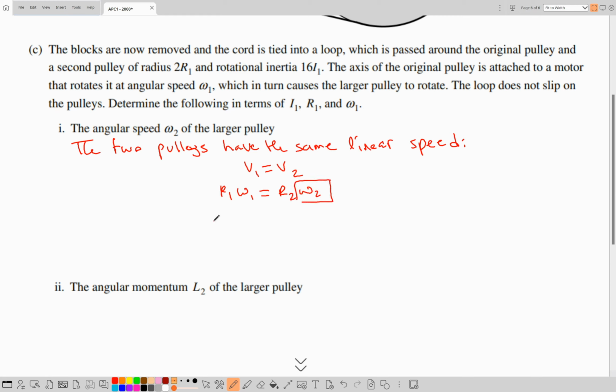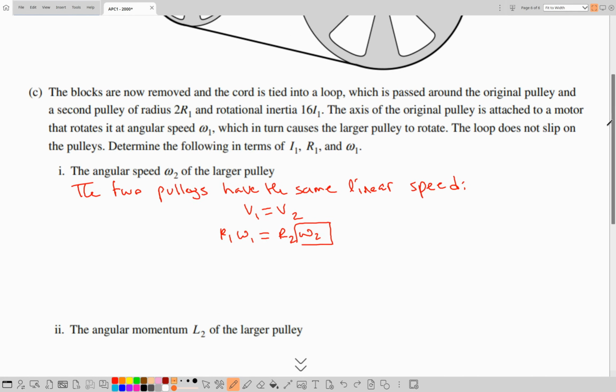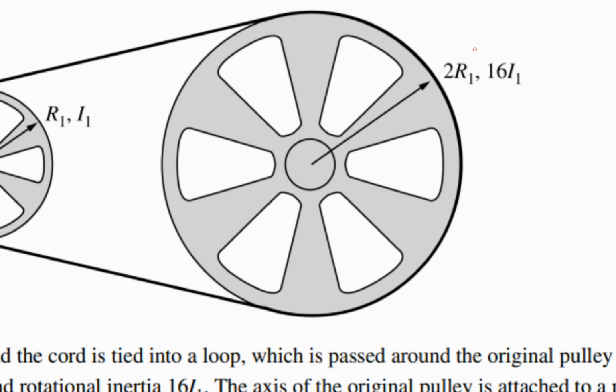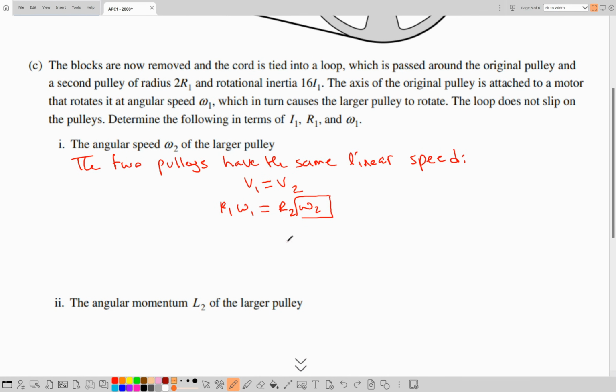Then in this case, now here what do we have? We need to express in terms of I1, R1 and omega 1. Now R2 is given by the double of R1. So let me here write it as the double of R1 multiplied by omega 2. R1 with R1 cancel, then omega 2 would be given by the half of omega 1.